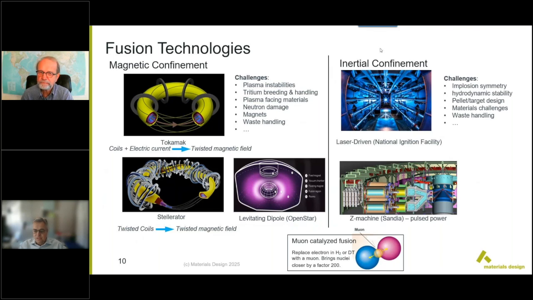Just as a small aside, not currently commercially explored, but there's also something called muon catalyzed fusion, which actually happens at room temperature, where you replace the electrons in the hydrogen molecule with a muon, which is about 200 times heavier, and that brings the nuclei much closer together to such a degree that fusion happens naturally, even at room temperature. However, the energy going into the creation of the muon and other technical problems prevent this from being a commercially viable mechanism to date.